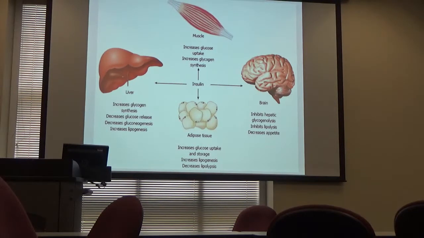Okay? So what does insulin do? The liver has the ability to store about 100 grams of glycogen. So it can store away about 400 calories. On a good run, you could probably use up most of that.